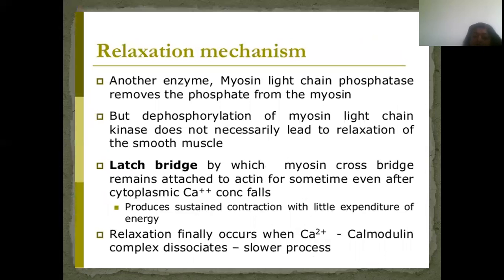Then there is a relaxation mechanism. Another enzyme, myosin light chain phosphatase, removes the phosphate from the myosin. And relaxation finally occurs when the calcium ion calmodulin complex dissociates.